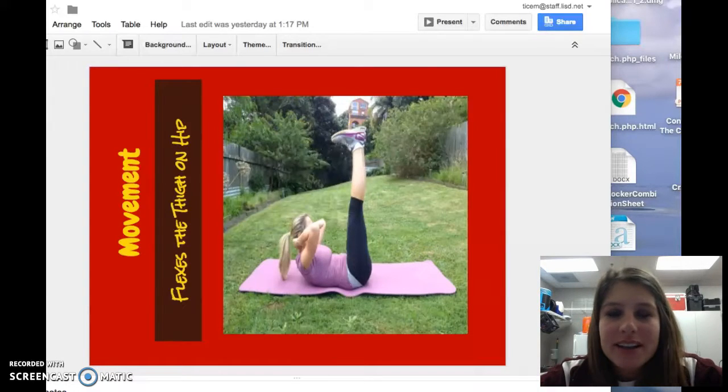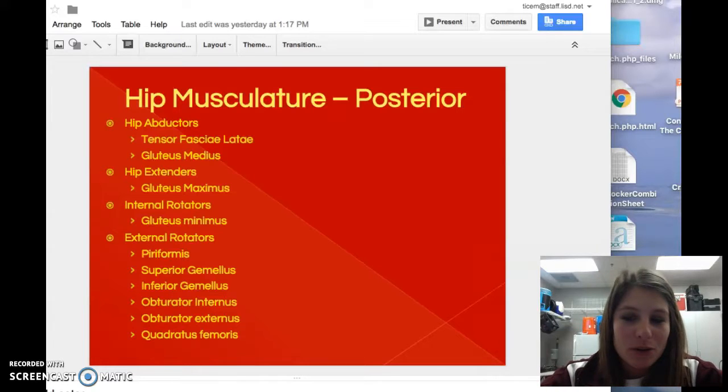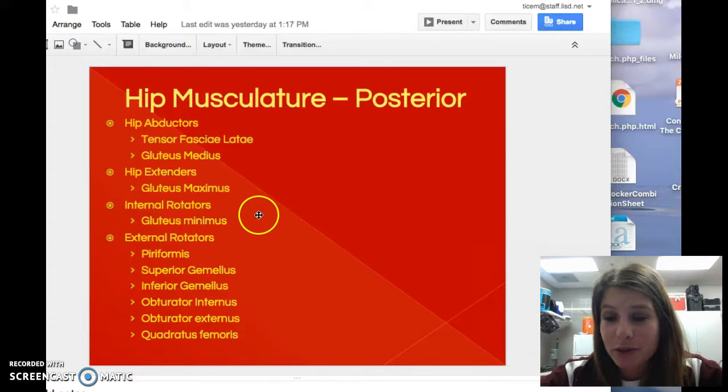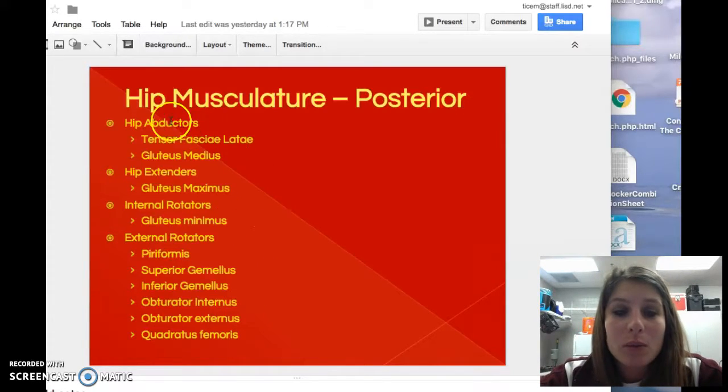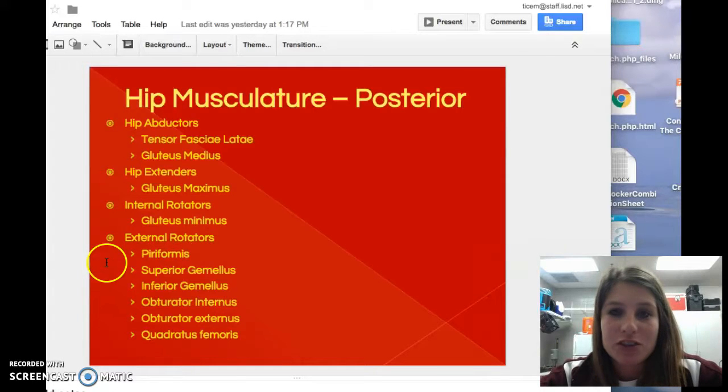Next group of muscles that we're going to talk about is on the posterior side. Some of these muscles that I have listed here are kind of posterior, lateral, but for sake of our class, I've just lumped them all together. But as you can see, there's quite a few. So we'll talk about the first two, and then I'll show you a couple pictures, then we'll come back and talk about the internal and external.